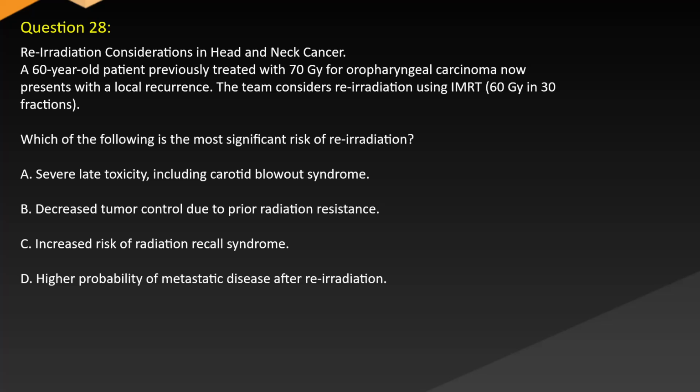Question 28. Reirradiation considerations in head and neck cancer. A 60-year-old patient previously treated with 70 Gy for oropharyngeal carcinoma now presents with a local recurrence. The team considers reirradiation using IMRT, 60 Gy in 30 fractions. Which of the following is the most significant risk of reirradiation? A. Severe late toxicity, including carotid blowout syndrome. B. Decreased tumor control due to prior radiation resistance. C. Increased risk of radiation recall syndrome. D. Higher probability of metastatic disease after reirradiation.